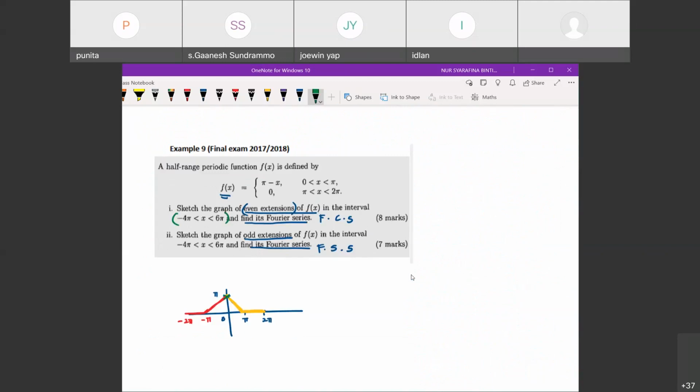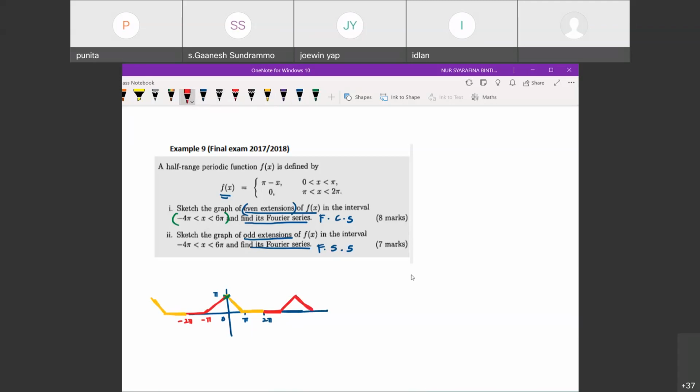Now it is extended to where? This is the original graph, right? So it is extended to here. Right? This one also. So the key idea here is you need to know the graph is extended up to even or odd.